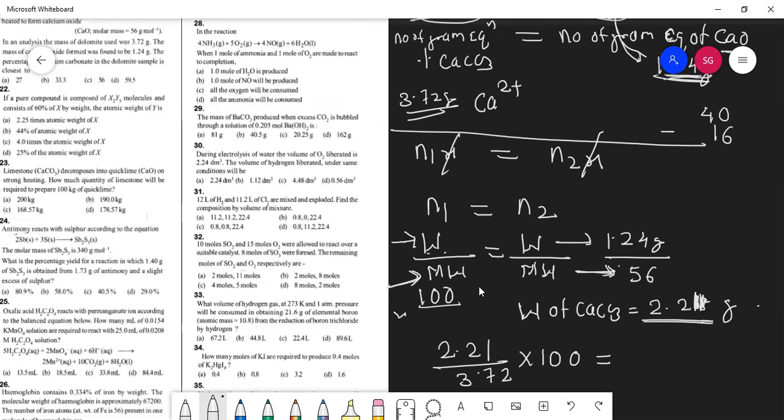Option 4. Means it is 59.5? Yes, very good. 59.5. Okay. Very nice. So see here, students, the question is very big, and this is an IIT level question. Question is very big. But the answer you see, only moles we have found, nothing else.